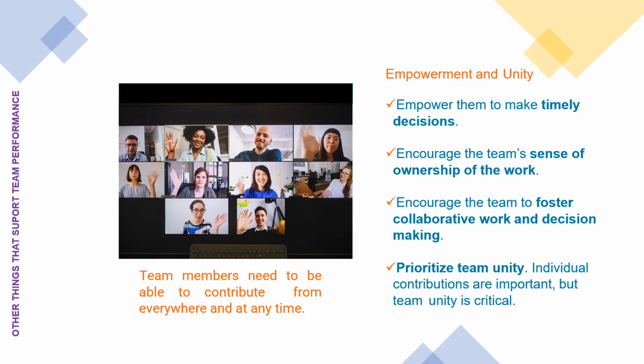Encourage the team's sense of ownership. That way people feel what? They have a sense of ownership. Now, encourage the team to foster collaborative work and decision making. You know, encourage that. What do you think I should do at this point? Even when they don't have to reach back to you always. And prioritize team unity more than the friendship you have with one or two persons. Let it be always about what? Team unity.